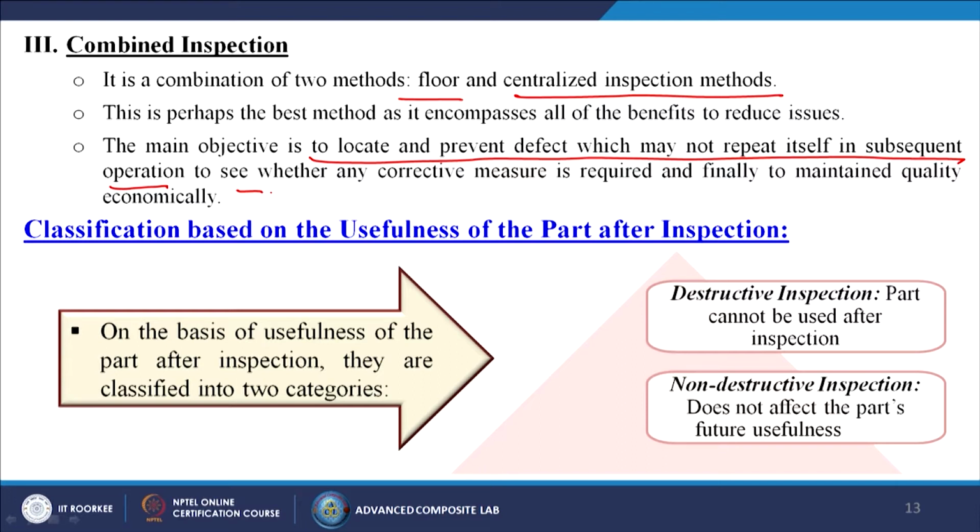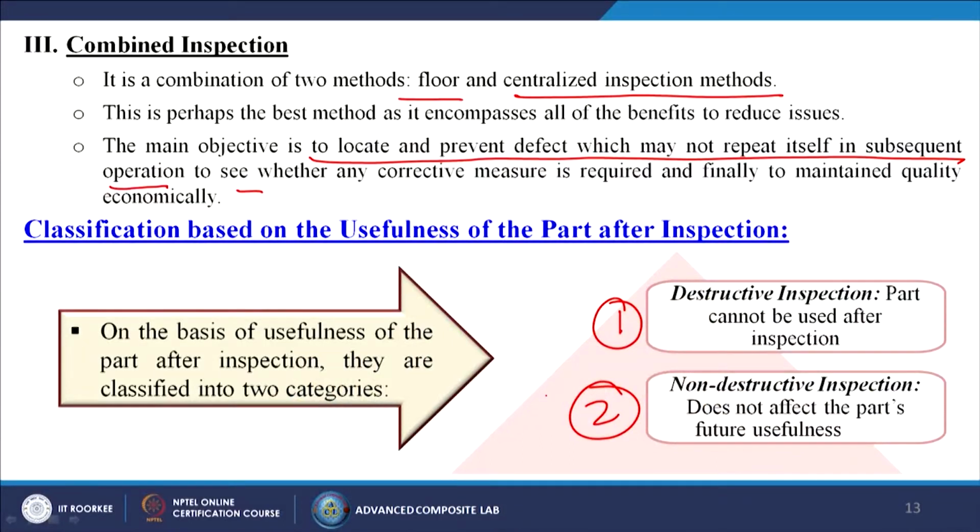Classification based on the usefulness of the part after inspections. On the basis of usefulness of the part after inspections, they are classified into generally two categories. One is called the destructive inspections. Part cannot be used after inspections. So, sometimes we need to break the parts to test that particular material, or we have to do some kind of process by which the parts can be damaged.